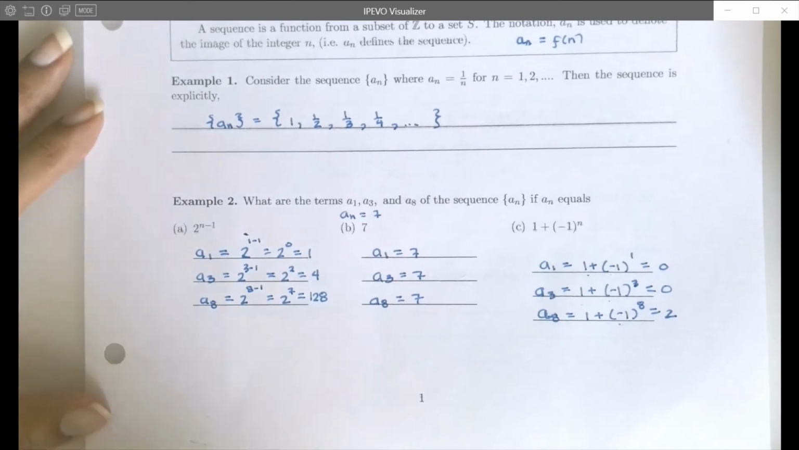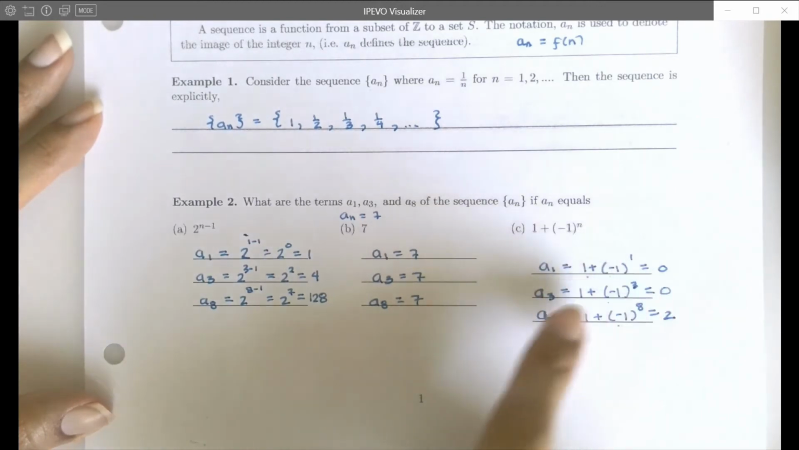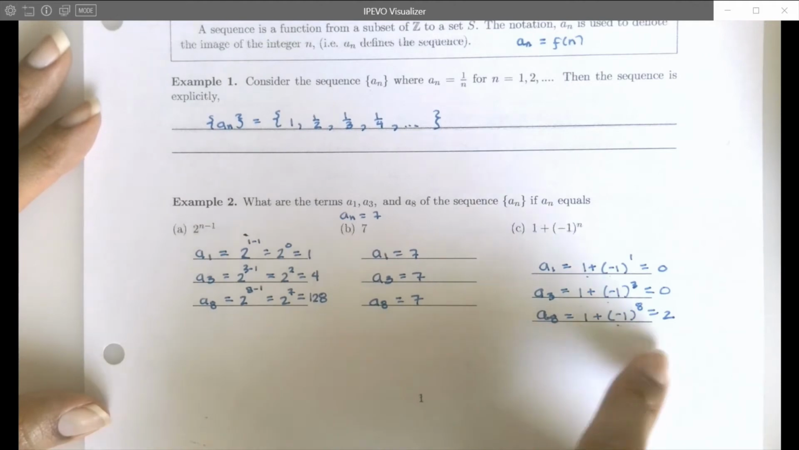Right, so in general, for this last one, if the subscript is an odd number, then we're going to have a sum that is 0. And if the subscript is an even number, we're going to get a result that is 2, right? Because we're just going to get 1 plus 1, which is 2.